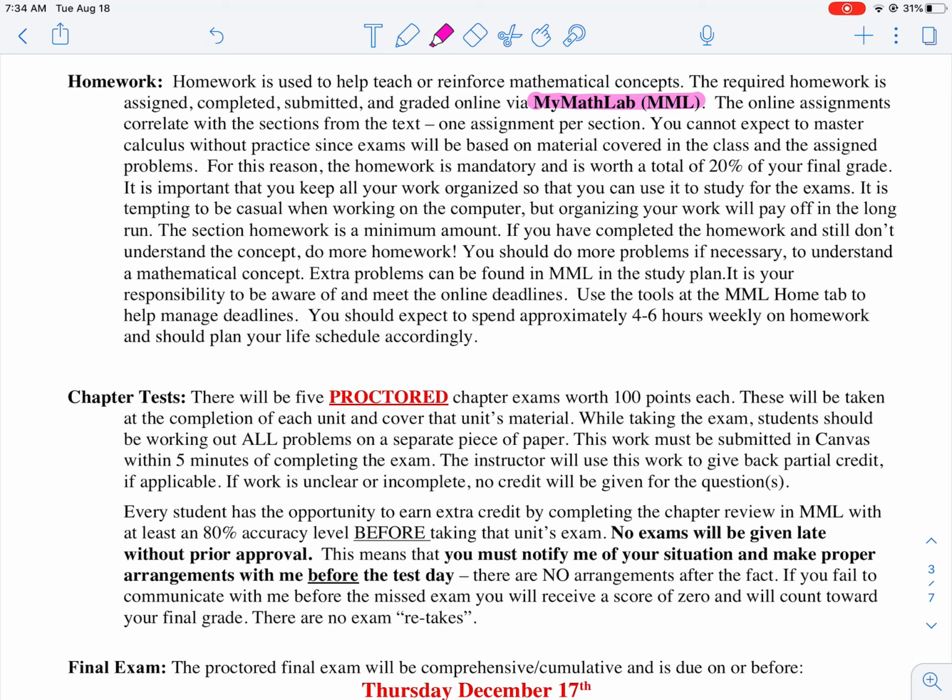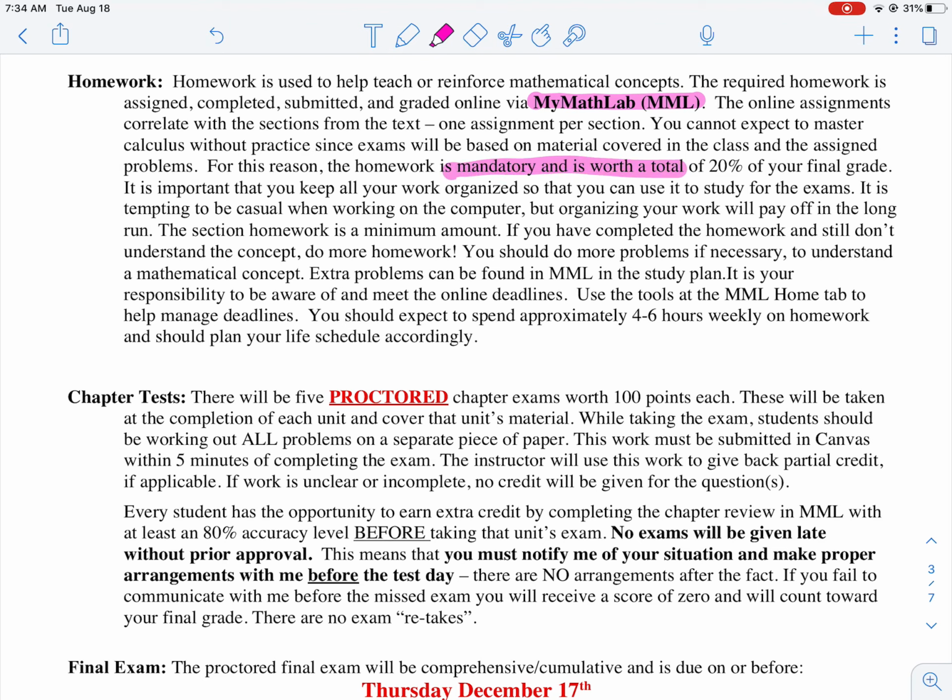It's really important that you complete the homework. That's the only way that you're going to understand the material. And if for some reason you're not understanding, then make sure you do more homework. The homework that I've assigned is just a minimal amount. If you're still struggling, then you're welcome to do more homework. There are lots of other examples and problems that you can do in Mymathlab within the homework and in the study plan if you need extra practice.